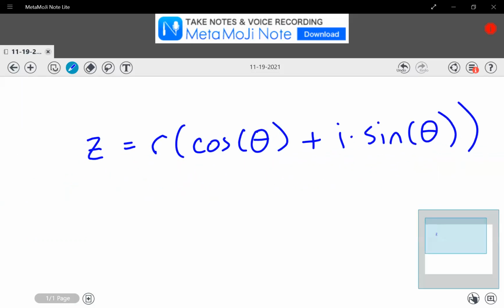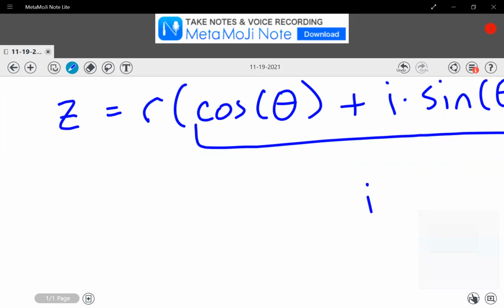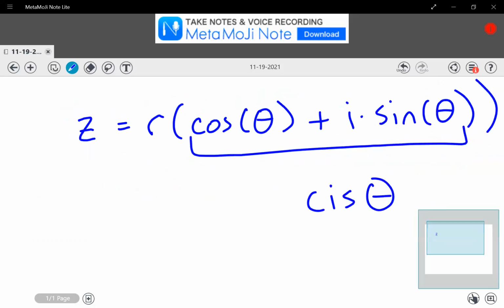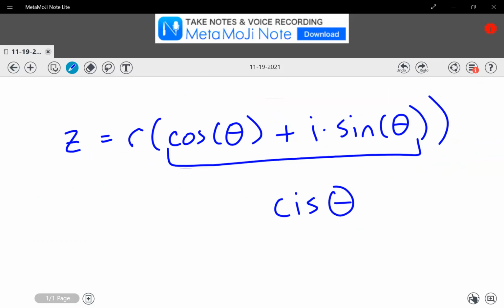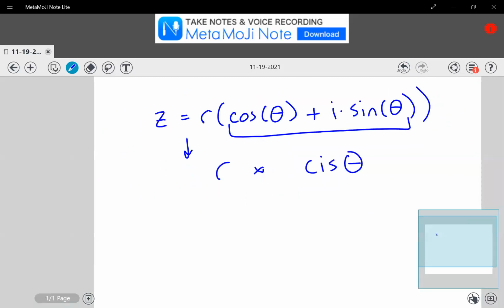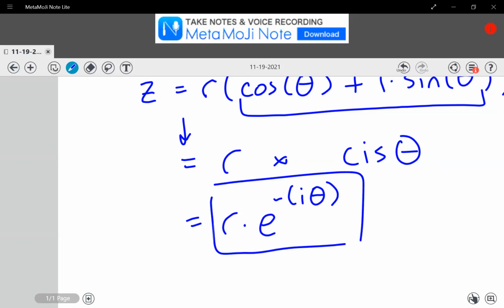All right. And another way that you can write this cosine theta plus i sine theta is by saying cis theta. This and this are the same thing. So essentially, we can rewrite this as r times cis of theta. And through this thing called Euler's formula, we can end up rewriting all of this as r times e to the power of i times theta. All right.